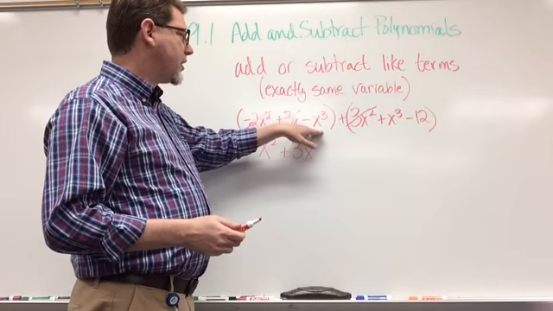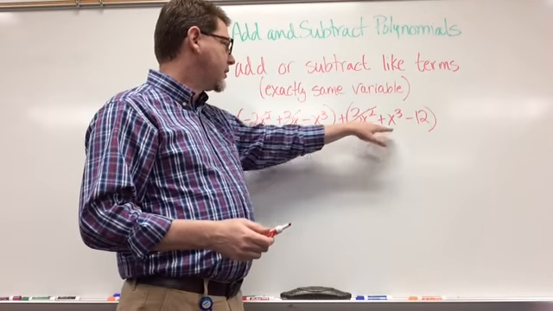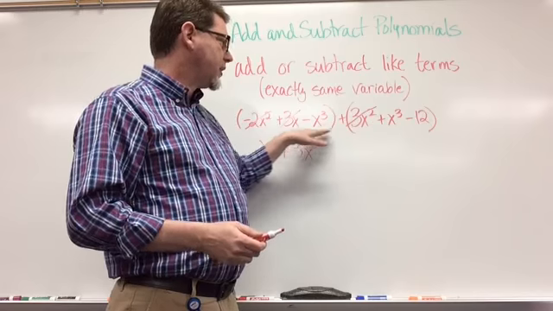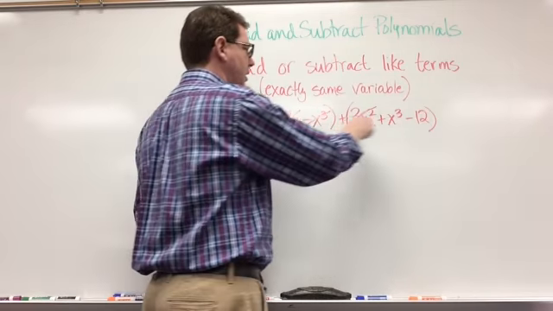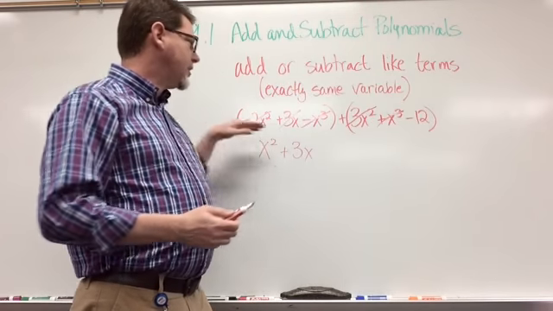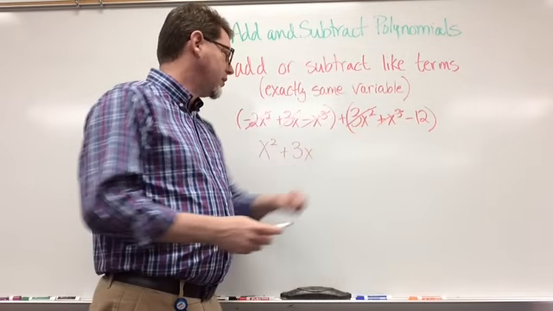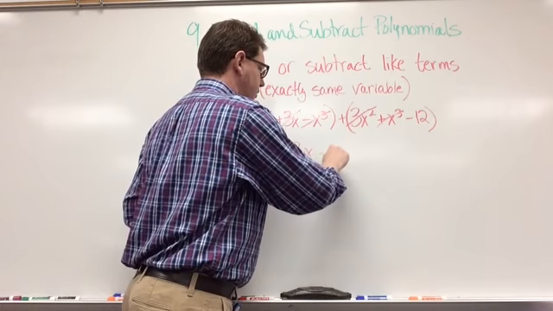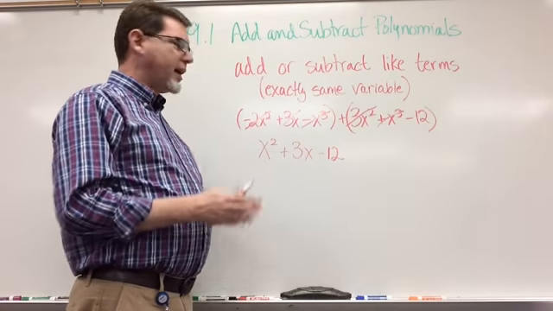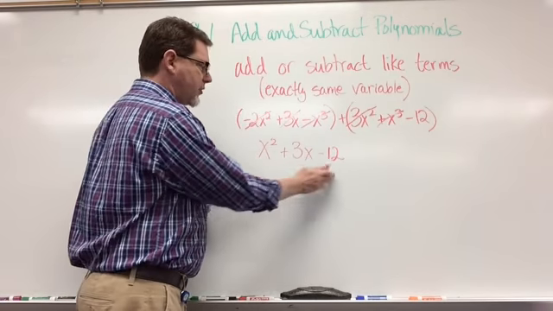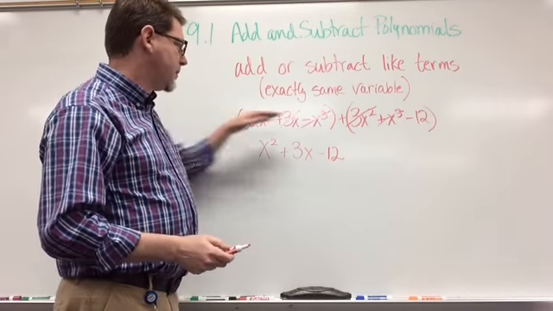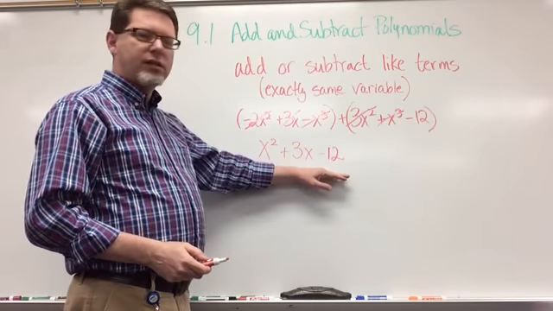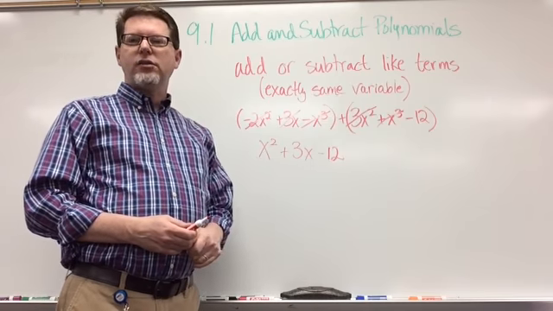And then I have negative x cubed plus x cubed. Well, negative x cubed plus x cubed is 0, so I don't need to write anything down, but I can go ahead and cross it off. And then all I'm left with is negative 12, so I'm adding negative 12, so I just put minus 12. And it worked out that it's written in the correct order with x squared, x, and then no x at all. So the sum equals x squared plus 3x minus 12.